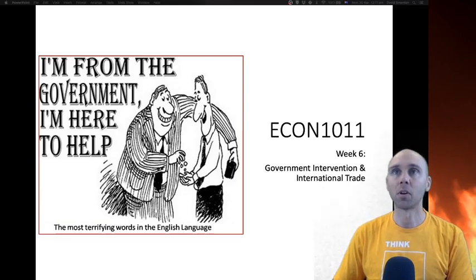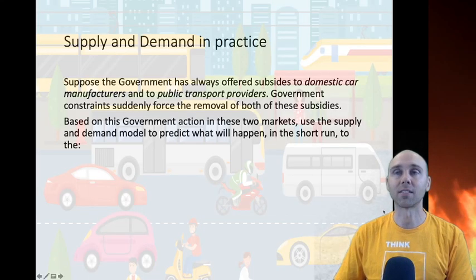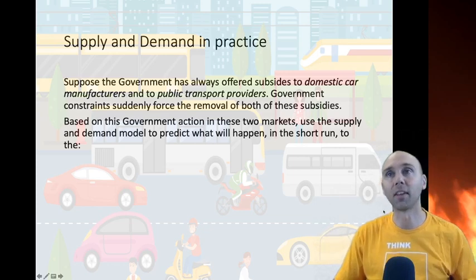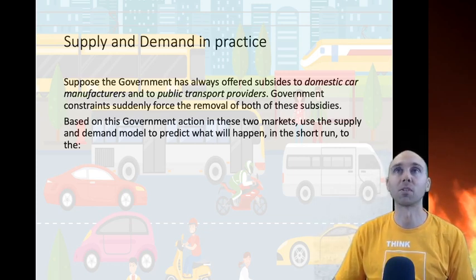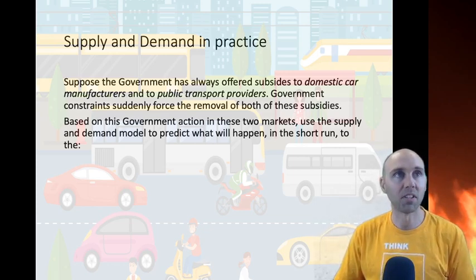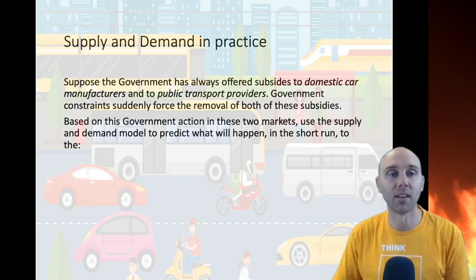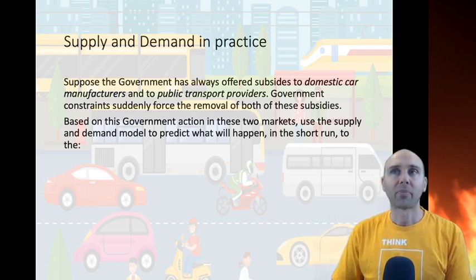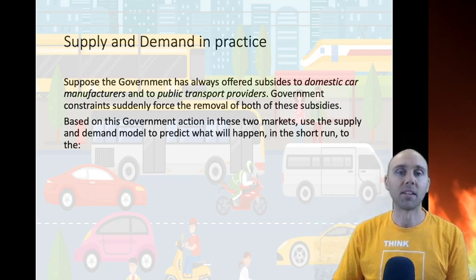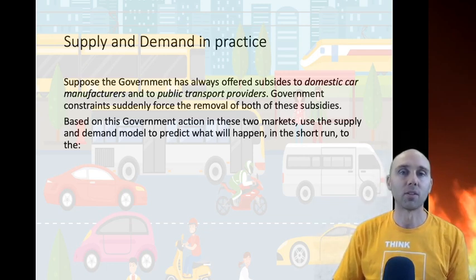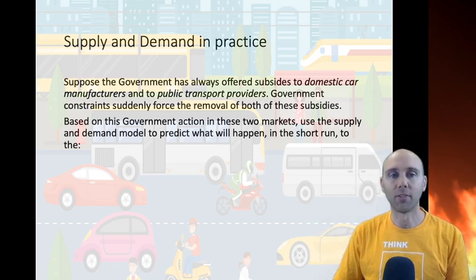I am David Smerdon. Before we get into this week's content, let's first have a few exercises to just get our thinking caps on with some of the topics we've seen in recent weeks, particularly putting supply and demand together. Let's take this example. Suppose the government has always offered subsidies to domestic car manufacturers and to public transport providers. And then government constraints suddenly force the removal of both of these subsidies.